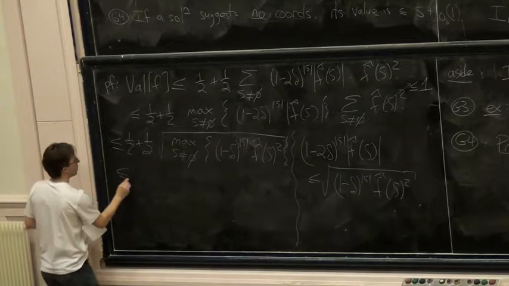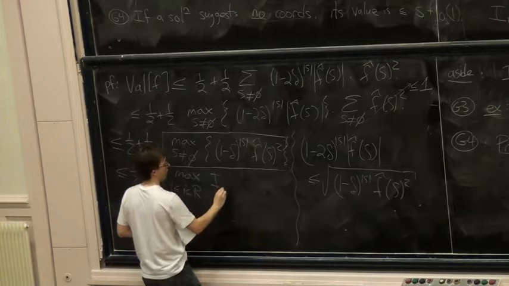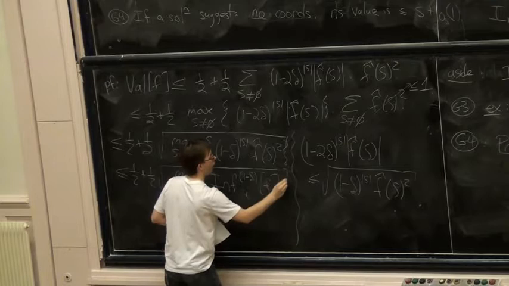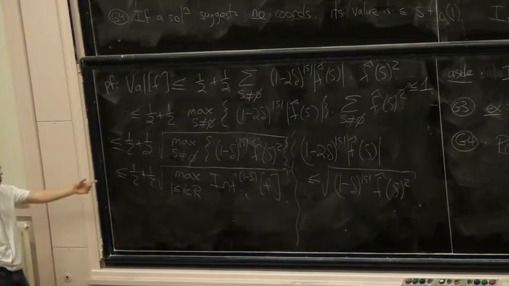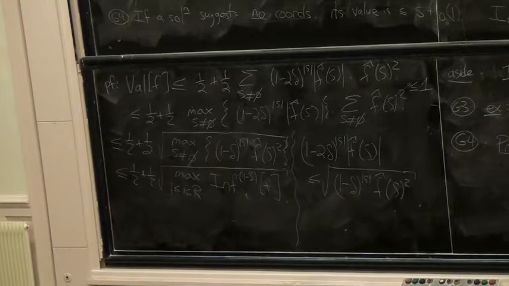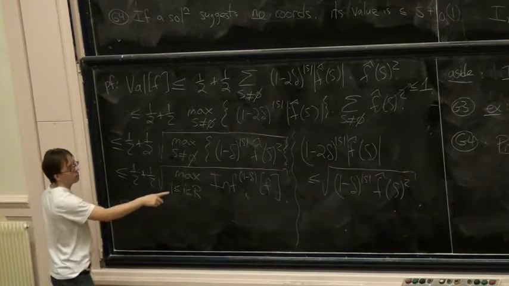And finally, I claim that this is at most a half plus a half times the square root of the max over all i between 1 and r of the noisy influence of i on f. And why is that? Imagine you have some set s, which is non-empty, which is the maximizer of this thing that gives some value of 1 minus delta to the cardinality of s times f hat s squared. Well, that s is going to show up in this sum, in the definition of the influence, for every i that is contained in s. And remember, this s is non-empty. So it's going to show up in the definition of influence for at least one i. So for that i, this term will be included in this term. But finally, by assumption, all of these influences are at most delta. So this is at most half plus a half root delta.